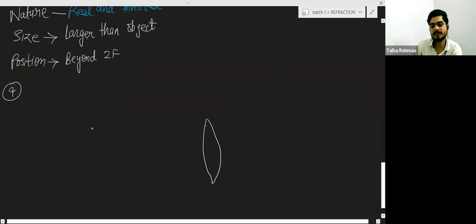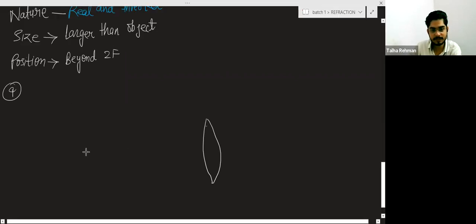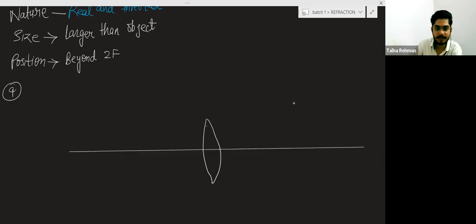This is the convex lens. Again, I have taken the convex lens. Again, this is the principal axis, and again, this is the axis of the lens. And this point is the optical center. Okay.